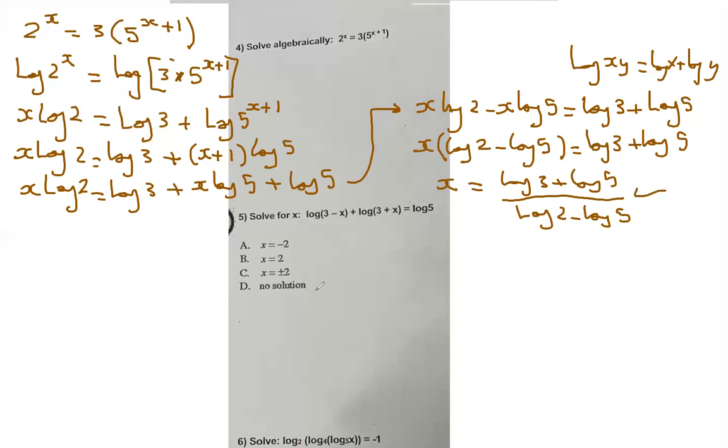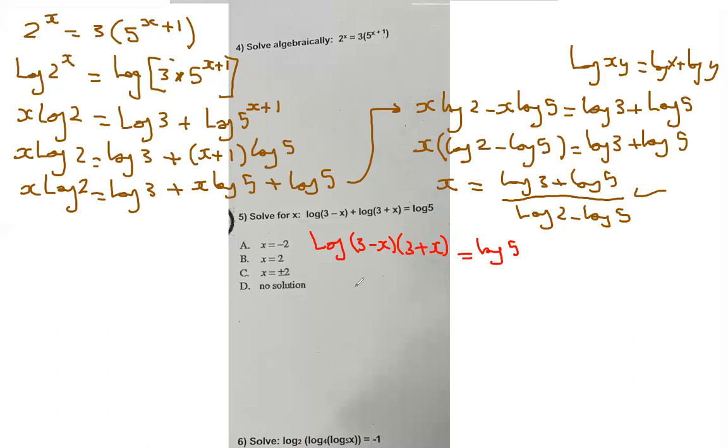How about here? Here they want you to solve for x. So to be able to do that, you have to combine these two logs first. You could change this to log of 3 minus x and 3 plus x equals log 5.